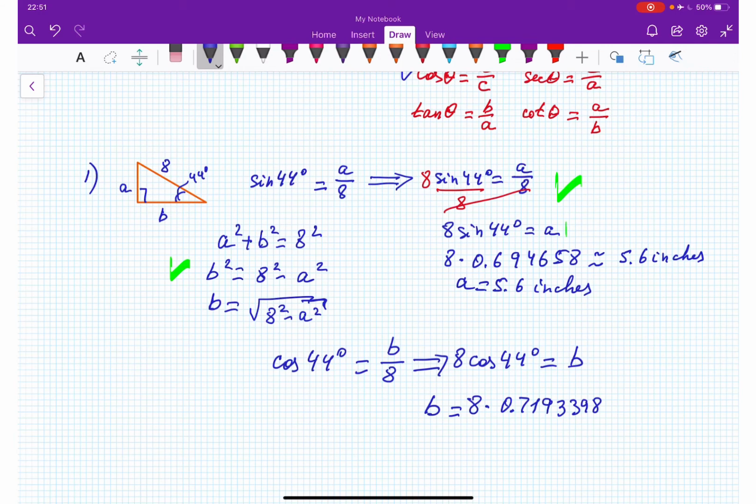If it would be, let's say, 7190143, then I would get 0.71. That's it. But those are big numbers and I can round them. That's why I didn't round from the beginning. So this will be equal approximately 5.8 inches.